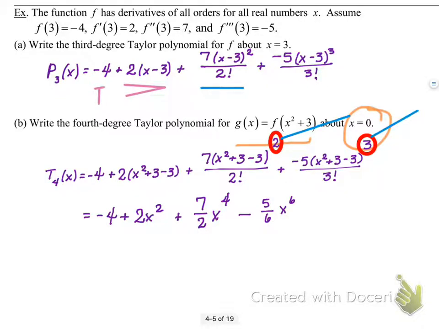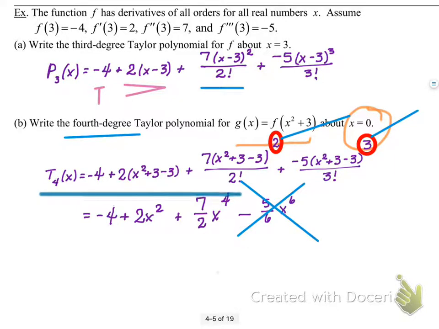Right here. There we go. Okay, so what happens now is when we simplify that out, we discover that we actually have not a 4th degree polynomial, but a 6th degree polynomial. And the question writer just wants a 4th degree polynomial, which allows us to eliminate this term. And our actual answer is right there.